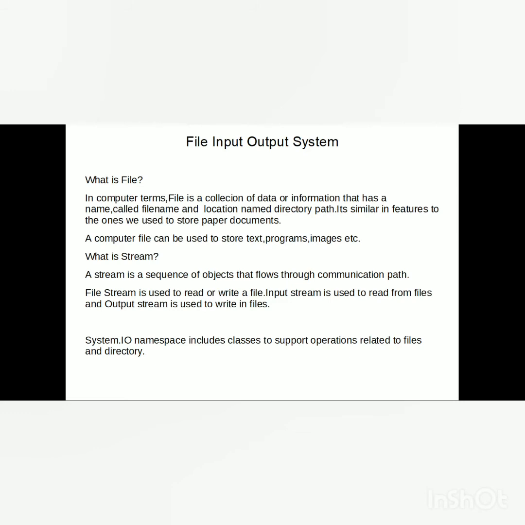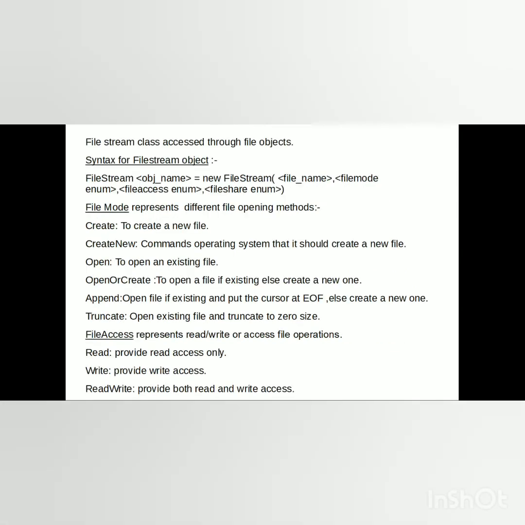Now to read and write these files, we use streams. A stream is a sequence of objects that flows through communication. These sequences of objects can be in the form of bytes or any other object. FileStream has two basic streams for the input and output system, to read from files and write to files. All the file operations, reading, writing, and closing the files, are included in the System.IO namespace, the System input-output namespace.